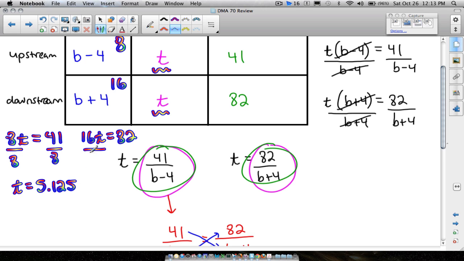5.125. Let's divide by 16 over here for this one. If we take 82 divided by 16, oh, look at that. You get t is equal to 5.125. What I'm trying to get you to realize is that you've done the problem right.